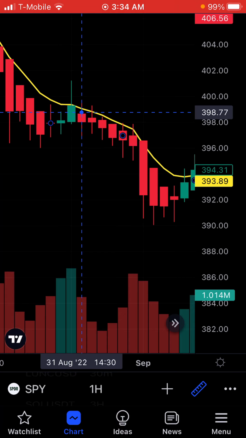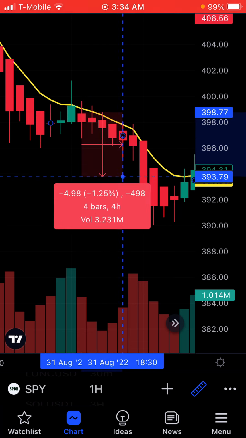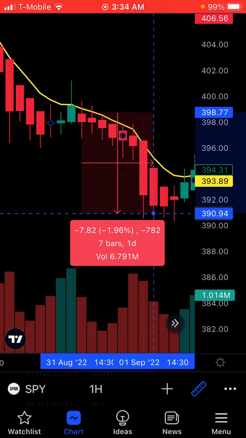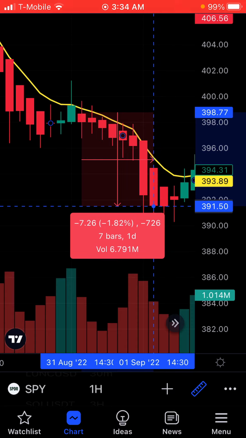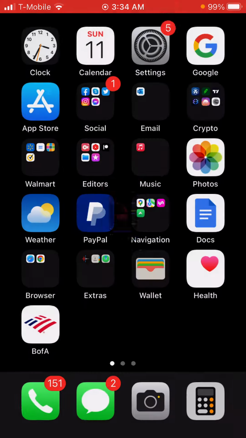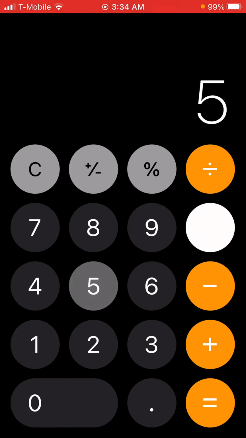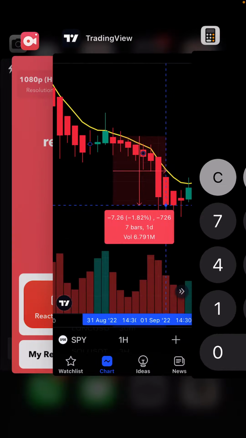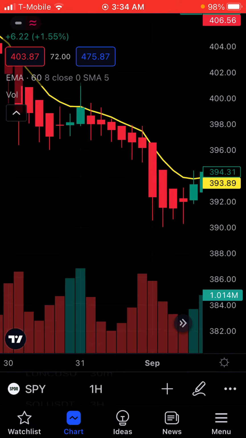I would do a put for what, 398, somewhere around there, and then I just wait, and I probably wait right down here. So that was, let's do 1 day. That was 726, or 7.26. 7.26 times 50. That was about $400 right there. So let's just go back and look at a couple other examples.